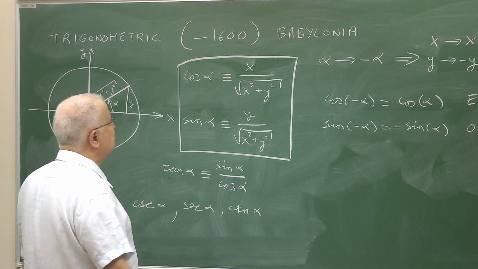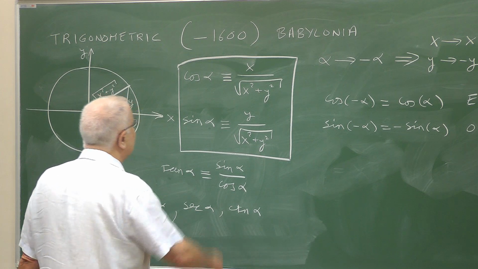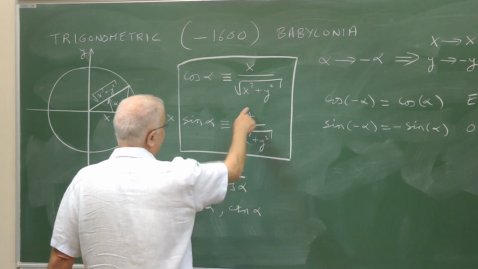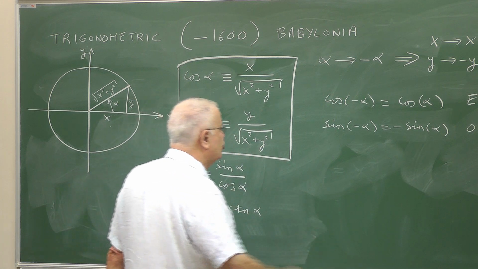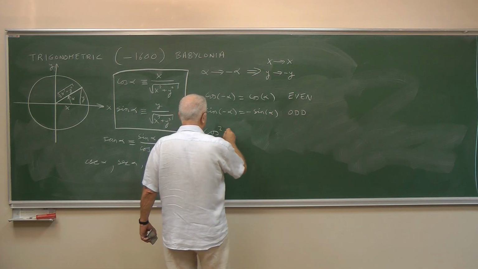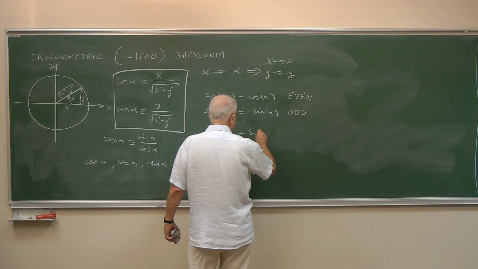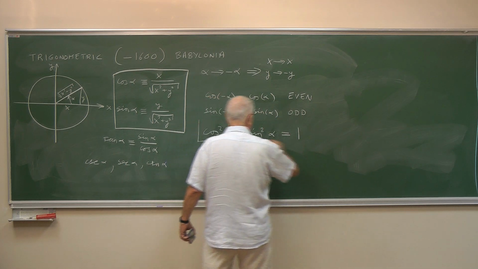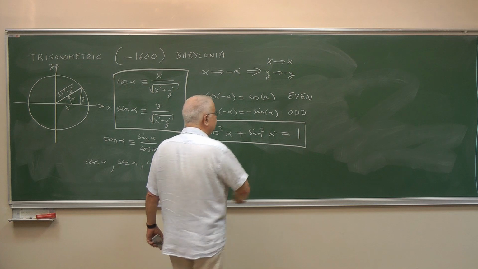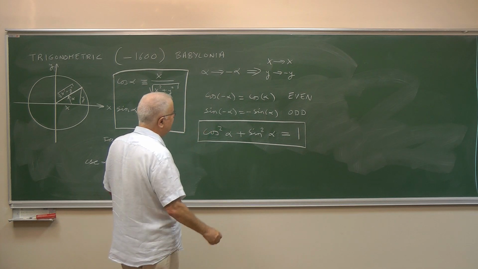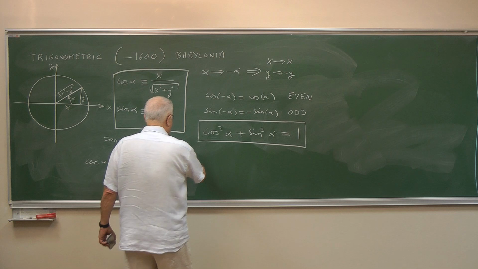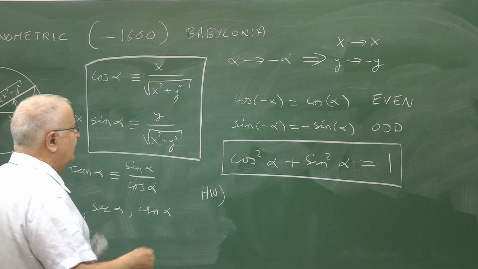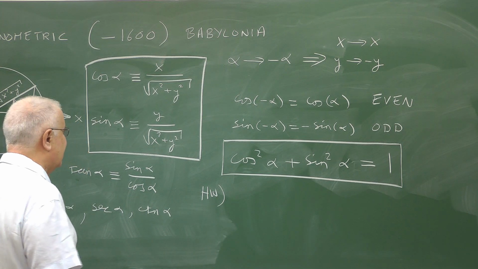One thing that's obvious is cosine square, which is x squared divided by x squared plus y squared, and sine square, which is y squared over x squared plus y squared, added together gives you cosine square alpha plus sine square alpha equals 1. A crucial identity. Now, let me come up with a simple homework problem. An exercise, simple exercise.